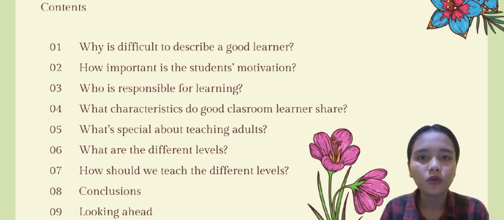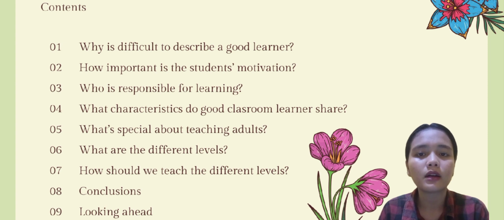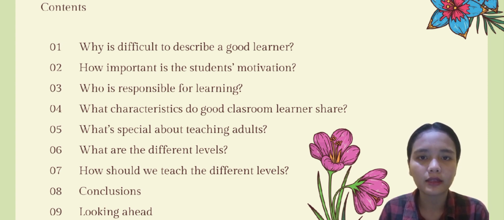Number three, who is responsible for learning? Number four, what characteristics do good classroom learners share? Number five, what's special about teaching adults? Number six, what are the different levels? Number seven, how should we teach the different levels? Number eight, conclusions. Number nine, looking ahead.